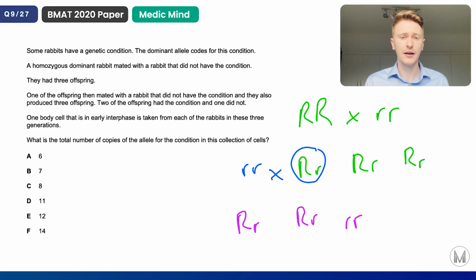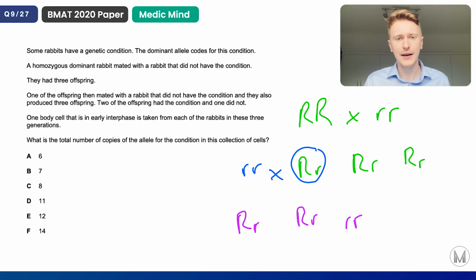Now it's worth considering what exactly is interphase. Interphase is the stage between mitotic events, and therefore there should only be these alleles in each cell. It's worth considering because if you were entering mitosis, you might already have duplication of alleles within the same cell. In this case, we don't have to worry about that complexity.